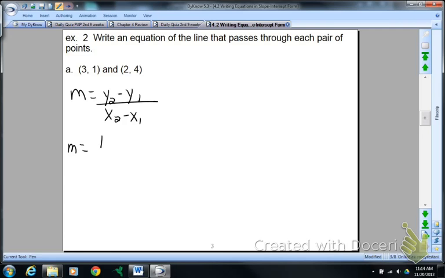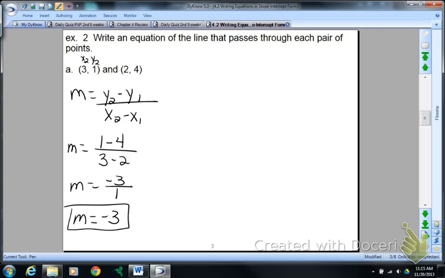y2 is 1 minus 4 over 3 minus 2. I did not label, but if you wanted to, you could. 1 minus 4 is a negative 3 over 3 minus 2 is 1. When you have a 1 in the denominator, you can just drop it. So your slope is negative 3. So that is my m.